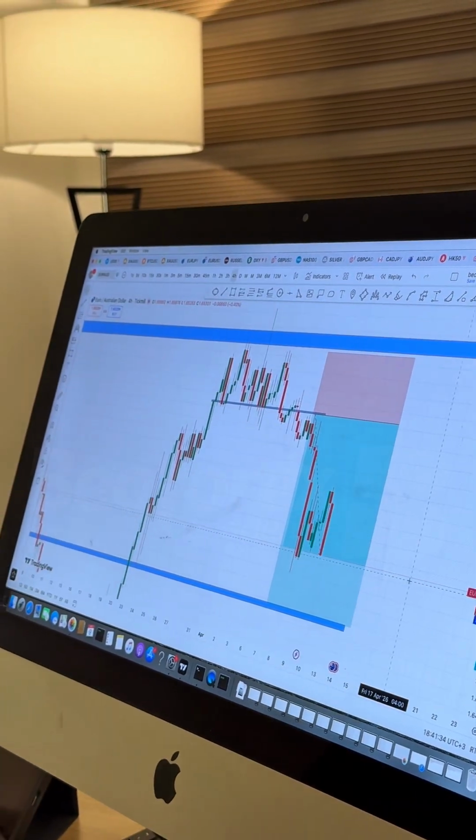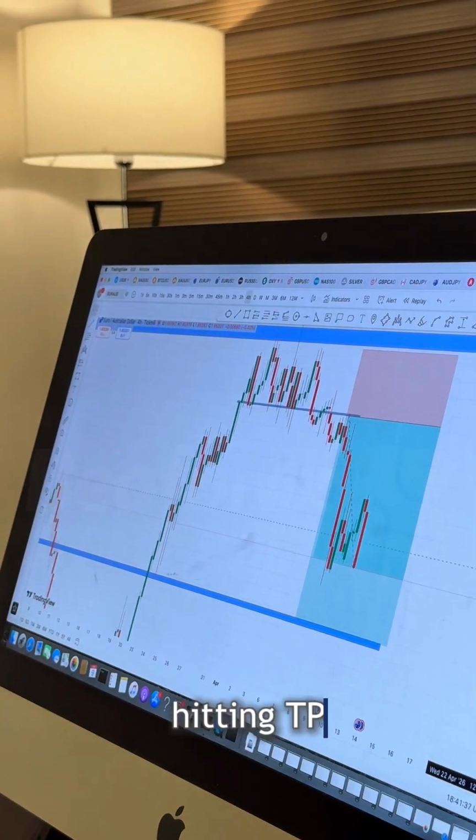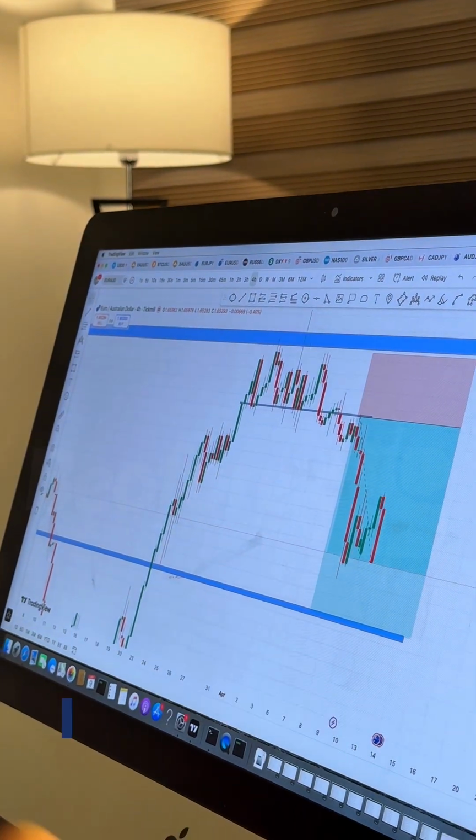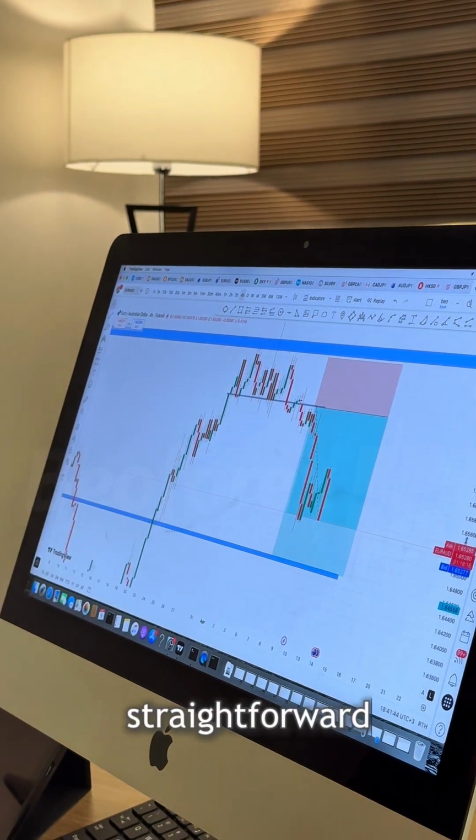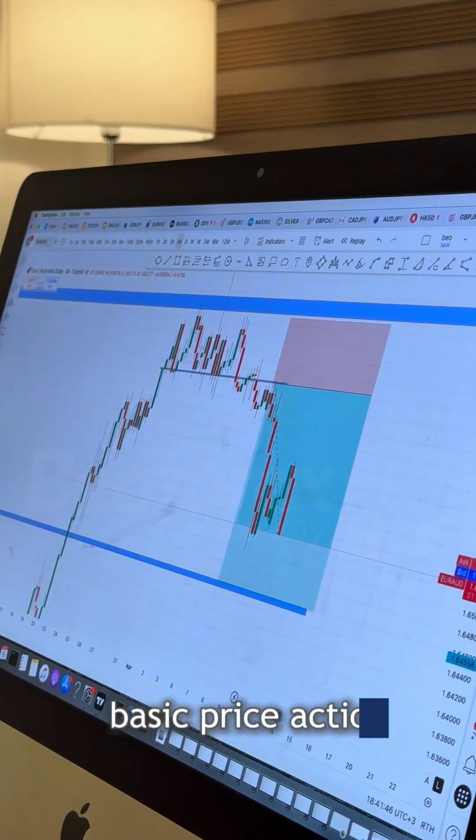So you can see it's obviously a swing trade, and we are almost hitting TP, which will be announced in the Telegram very soon. But the point is that this trade was very simple, straightforward, to the point, using very basic price action principles.